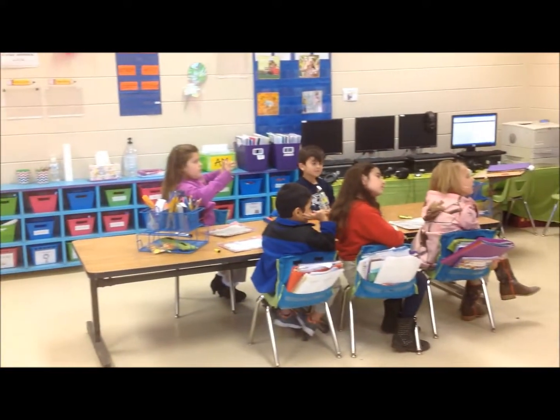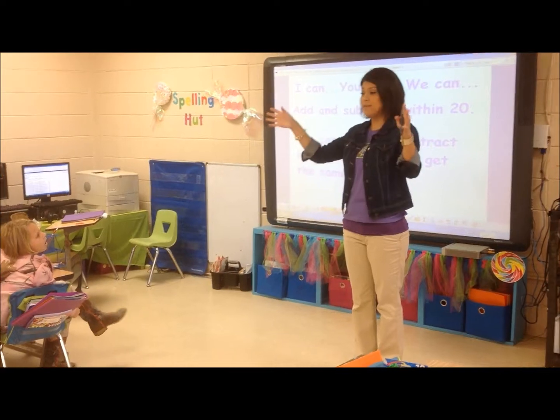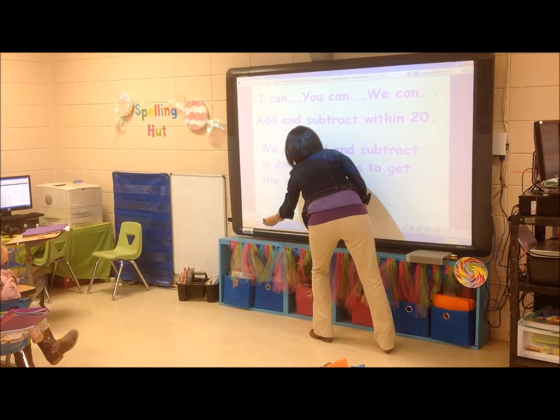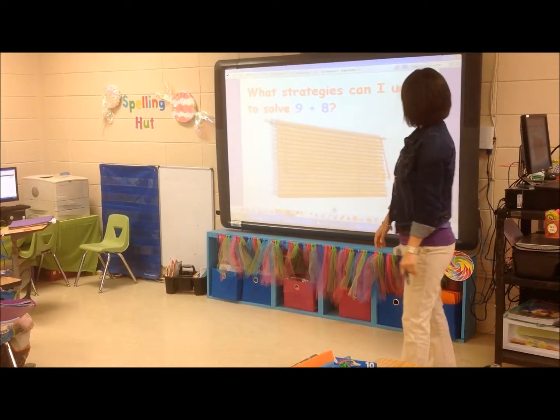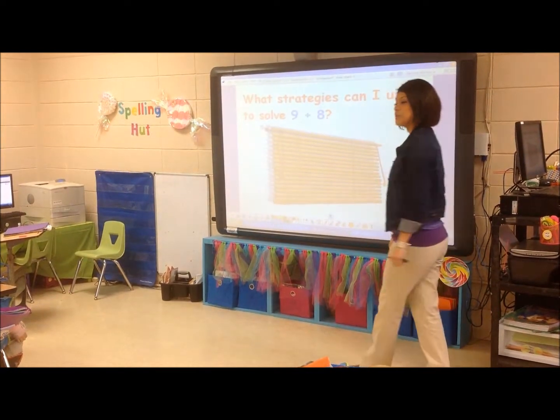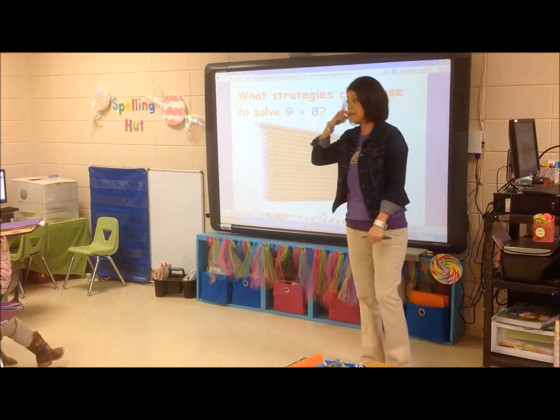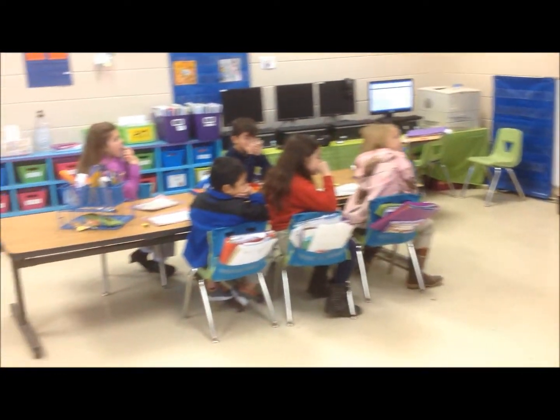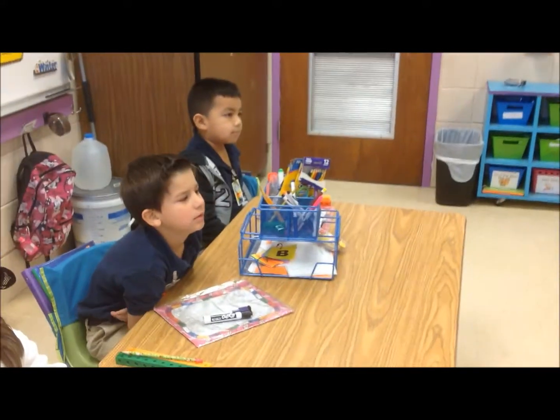So we are going to be adding and subtracting. We are going to be starting with our whole in this lesson. And we need to figure out what two numbers, what two parts, will give me that whole. Let's look at our task focus. What strategies can I use to solve 9 plus 8? Think of all the strategies that we talked about in class. Talk with your partner and figure out what strategy I could use to solve 9 plus 8.